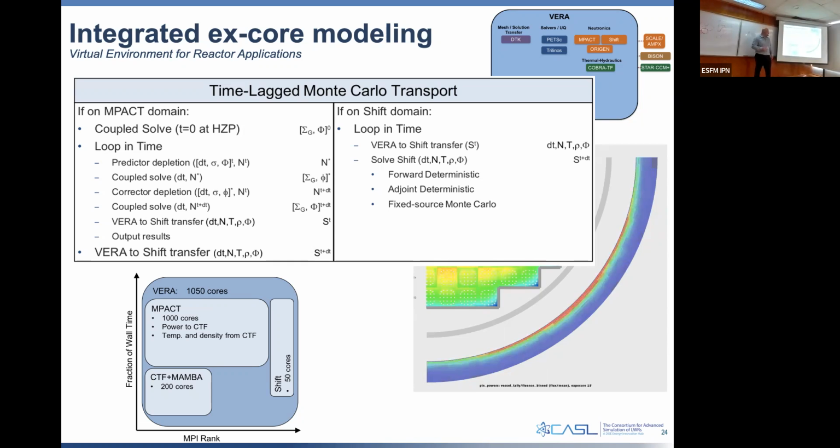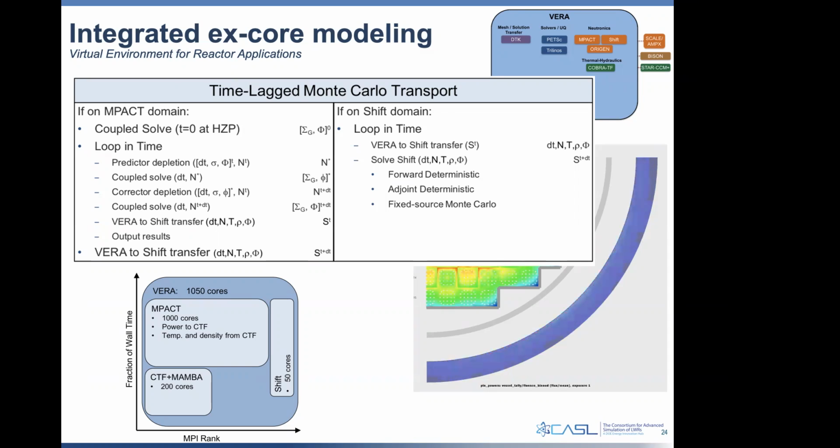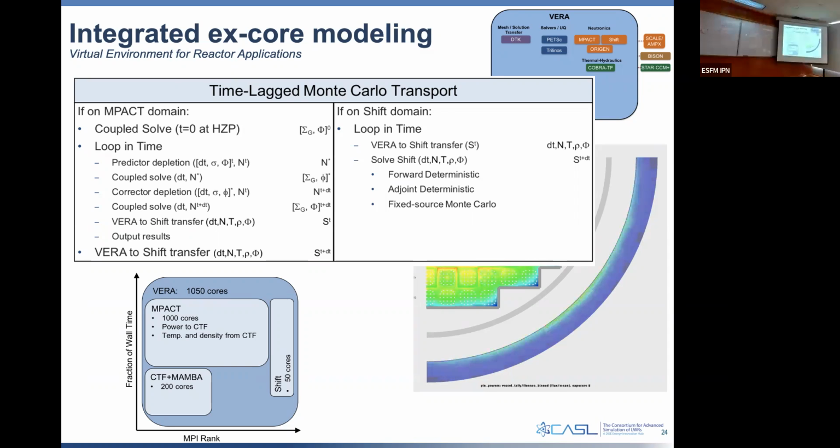Because Shift could not hold all of the information needed to pass the fluxes and the microscopic cross sections and the powers to the other physics domains, because it needed more memory. So you had to use domain decomposed Monte Carlo, and that doesn't exist yet. Okay. Thank you.